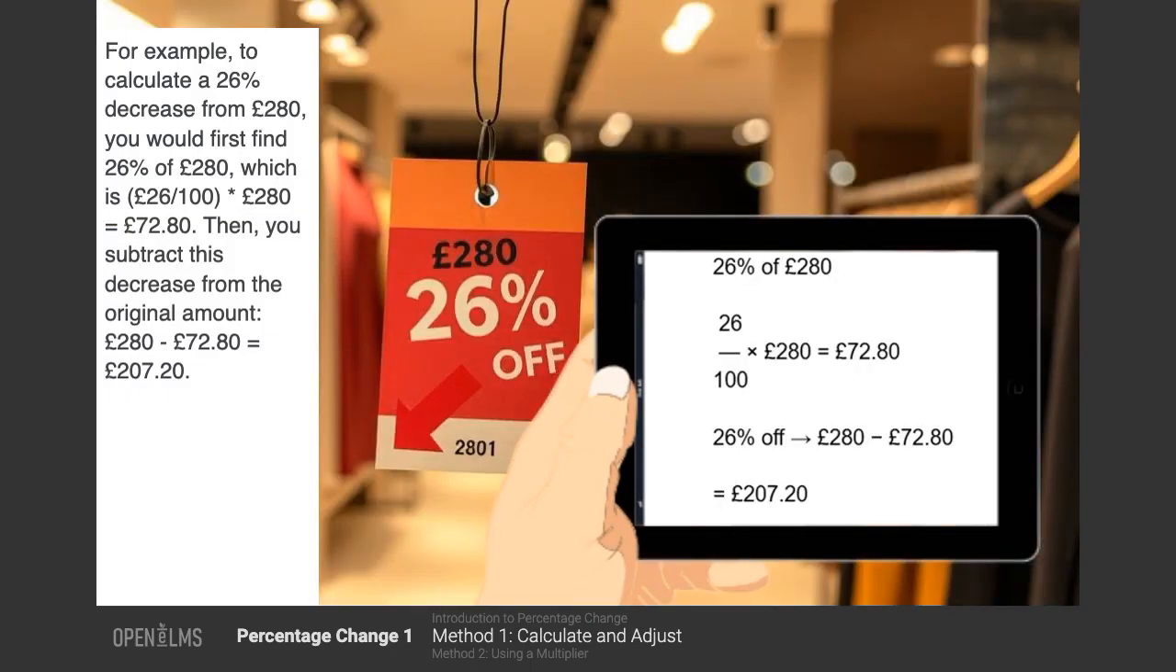For example, to calculate a 26% decrease from £280, you would first find 26% of £280, which is 26 over 100 times £280 equals £72.80. Then you subtract this decrease from the original amount. £280 minus £72.80 equals £207.20.